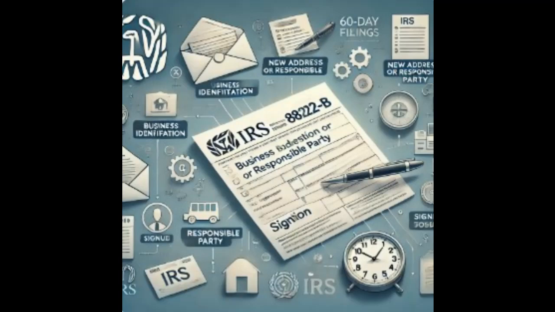Conclusion. Form 8822B is essential for businesses to maintain compliance with IRS requirements regarding address and responsible party information. Timely filing ensures accurate communication with the IRS and avoids potential penalties. For more details, consult the IRS website or the instructions provided with Form 8822B.